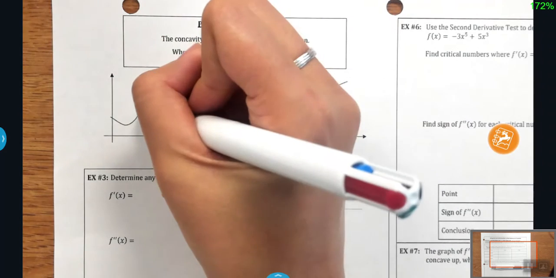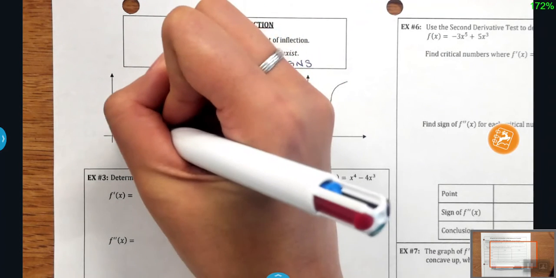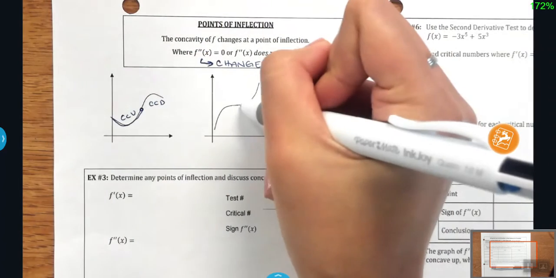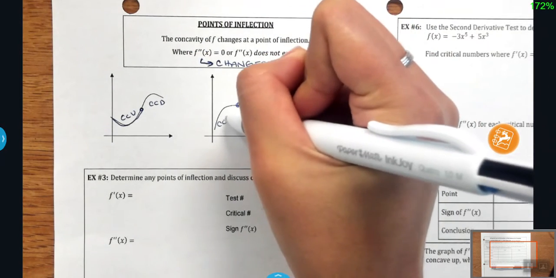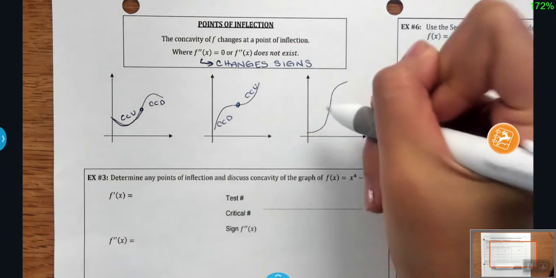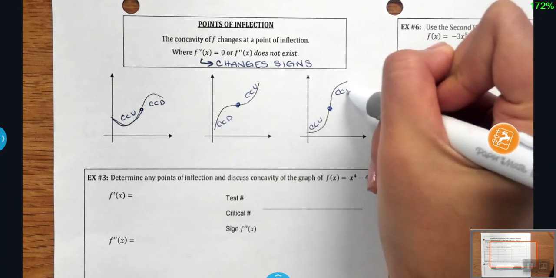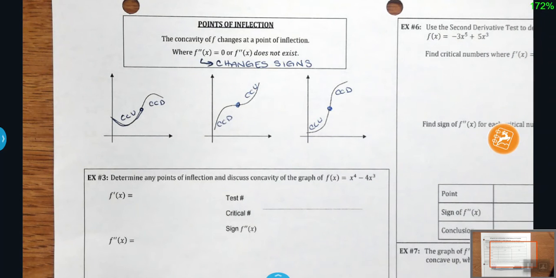Because right here, we're concave up, and then we're concave down, so that's a point of inflection. Here, we're concave down to concave up, that's a point of inflection. And here, we're concave up to concave down, and that's also a point of inflection. But there's times where it could possibly not be.